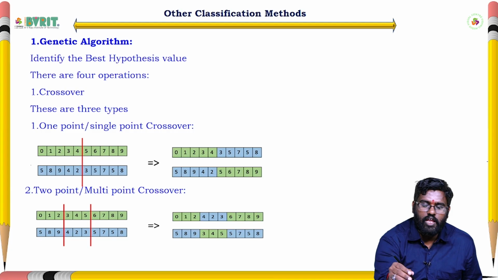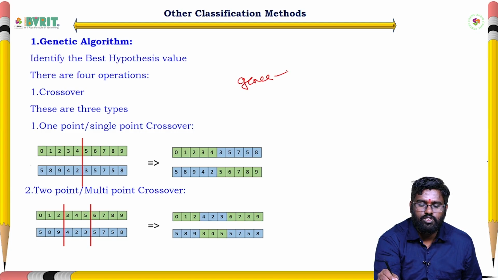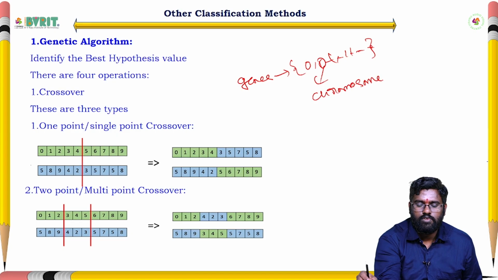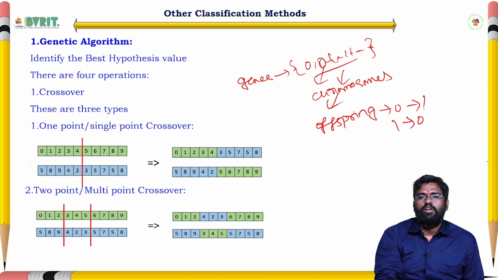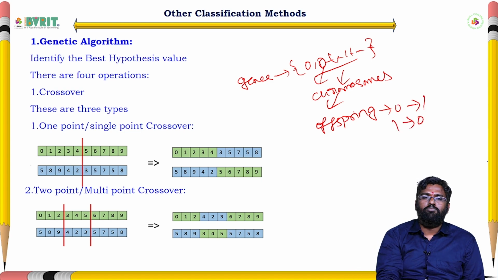Collection of genes. Genes means zeros and ones. A combination of zeros and ones is called a chromosome. The conversion of these into another one is called offspring values. That means a 0 to 1 or 1 to 0 conversion. Now here we have four types of operators.